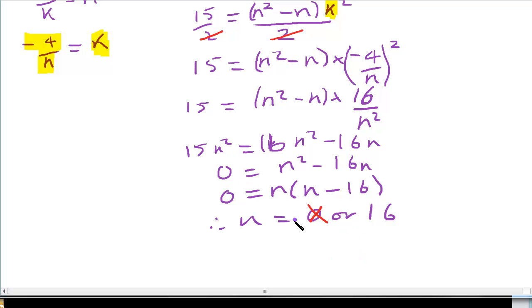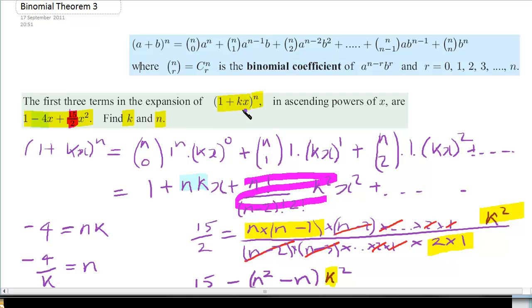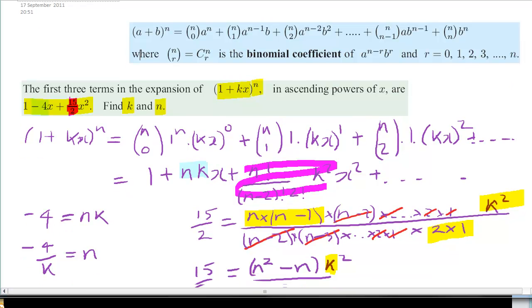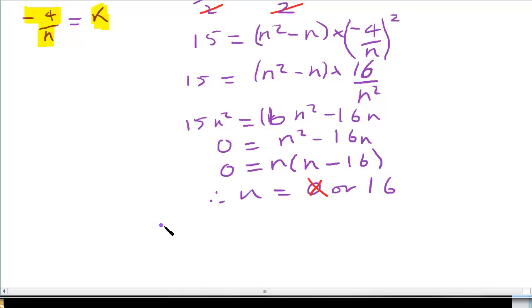We can't work out what k is if n equals 0. Also, if n equals 0, we have a trivial expansion: the answer is just 1, because when you expand to the power of 0, all of this is just 1, so it doesn't matter whatever k is. So we're not going to use n equals 0 because that is a trivial answer anyway. So let's find out what k is. k equals minus 4 over 16, which equals minus a quarter.